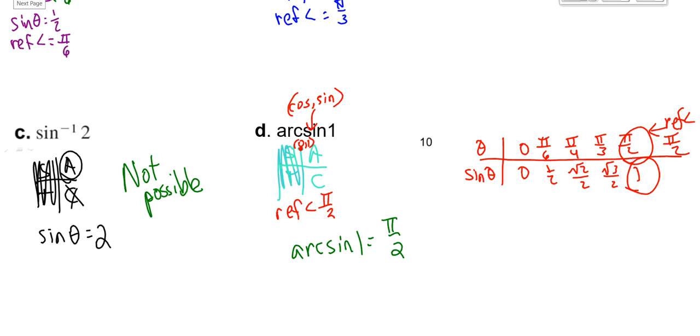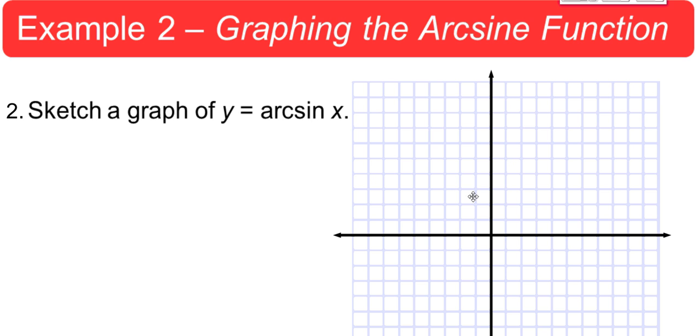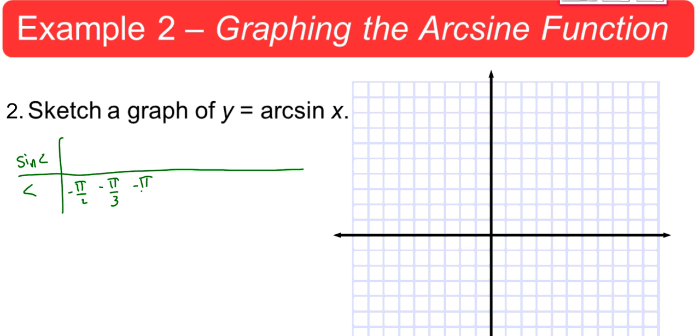Let's take a minute and sketch a nice picture of the arc sine of x. And I'm going to make a table of values. And I'm just going to do it upside down, kind of. I'll put the angle there, and I'm going to put the sine of the angle there. And I am going to go from negative pi over 2, and then negative pi over 3, negative pi over 4, negative pi over 6, 0, pi over 6, pi over 4, pi over 3, and pi over 2.